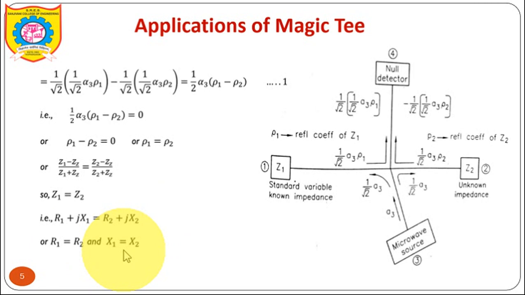Based on that, we can say that the unknown impedance can be measured by adjusting the standard variable impedance till the bridge is balanced and both impedances become equal. So this is the first application, the measurement of impedance.